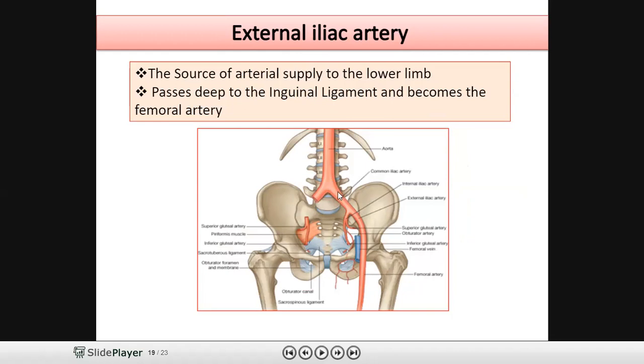Here, you see the common iliac artery, you see the internal iliac artery, and then you see the external iliac artery. After passing through the inguinal ligament around the inguinal canal, the external iliac artery changes and becomes the femoral artery. And this femoral artery is going to supply the femur and the muscles of the thigh. All the muscles here will be supplied by the femoral artery. Okay.